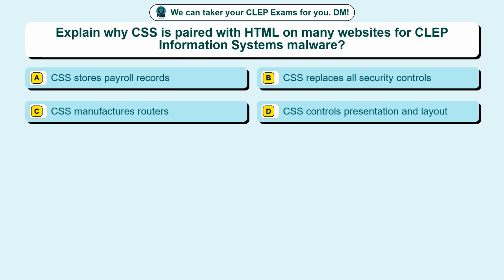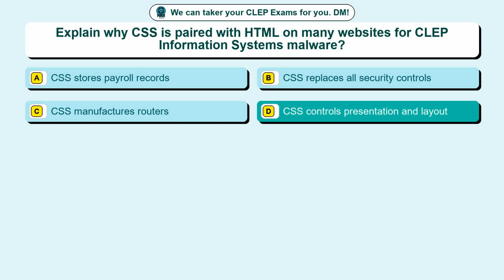Question 35. Explain why CSS is paired with HTML on many websites for CLEP Information Systems malware. Option A, CSS stores payroll records. Option B, CSS replaces all security controls. Option C, CSS manufactures routers. Option D, CSS controls presentation and layout. The correct answer is option D, CSS controls presentation and layout.